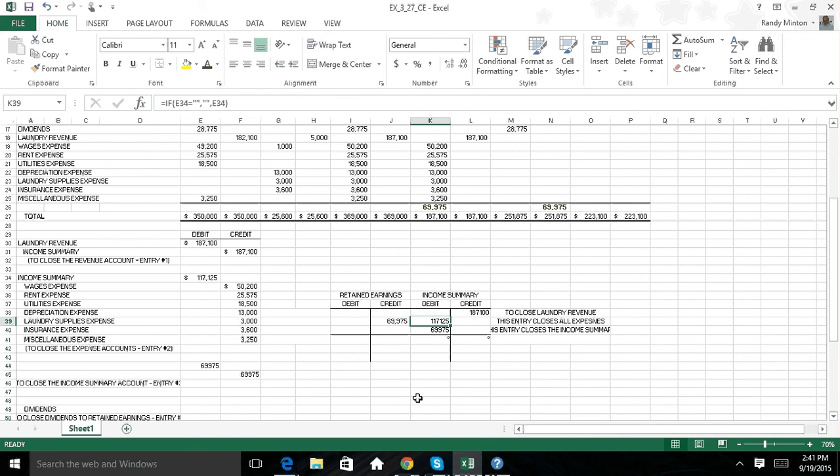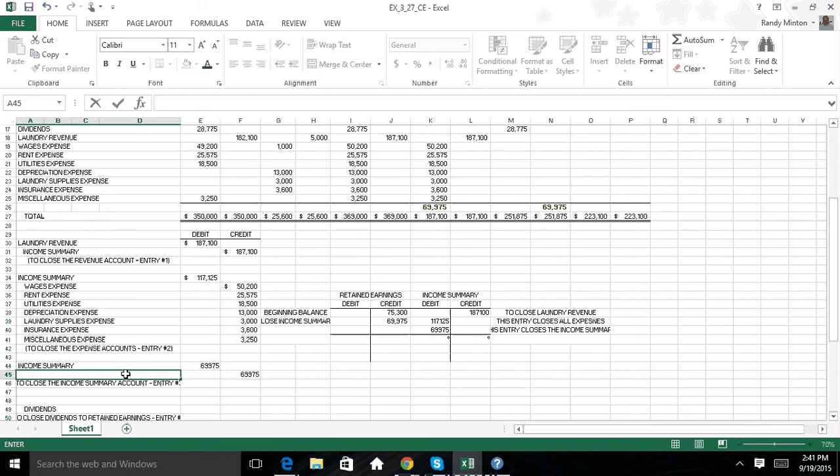Now, the next thing that I'm going to need to do is close the income summary account itself. And how would I do that? Well, since I need a net debit here to close the account, then my debit's going to be to income summary, in this case for $69,975. And I need a credit, and the credit is going to be to retained earnings, because income summary goes away.